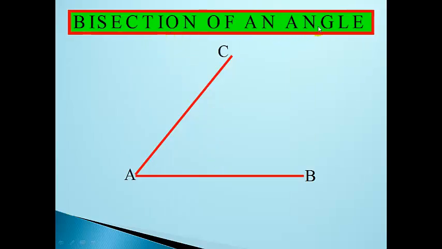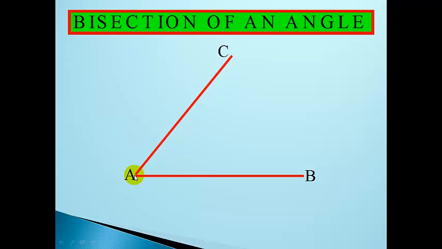So, bisection of an angle. Now, AC is a straight line and AB is also a straight line. Line AC and line AB intersect at the point A. And where these two lines intersect, an angle is formed. So because the line AC and the line AB intersect at the point A, it means that the angle formed is at A. Now how do we bisect this angle? How do we divide the angle at A into two?